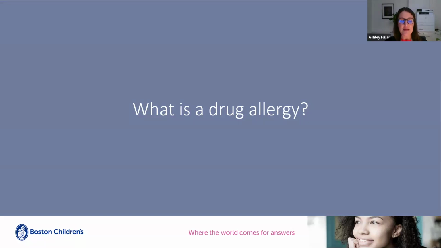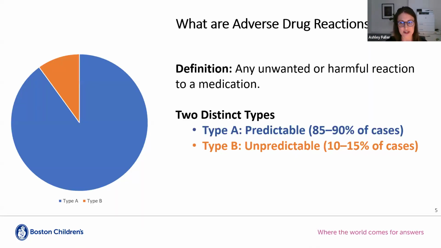So I think it's helpful to begin with a shared definition of what is a drug allergy. Because drug allergies are actually one particular type of adverse drug reaction, and because those terms are sometimes used interchangeably, I think it's really helpful to start with that larger category of an adverse drug reaction. So, what is an adverse drug reaction? By definition, an adverse drug reaction refers to any unwanted or harmful reaction to a medication.